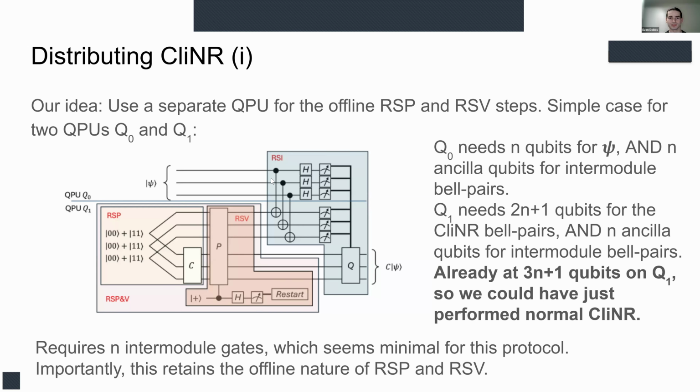Note here that we still need n intermodule CNOTs. This is probably minimal for this protocol. I mean, it pretty much is. You'd have to prove that in some way if you're the one to, but we don't really care about proving that necessarily.